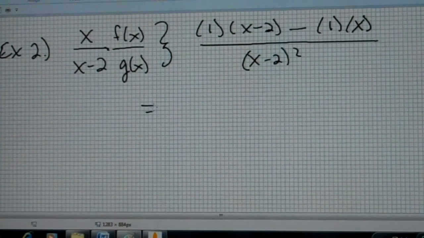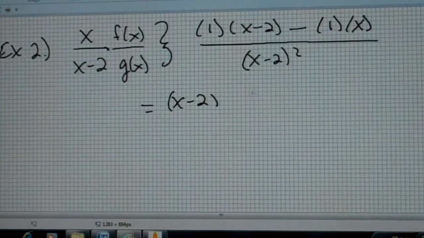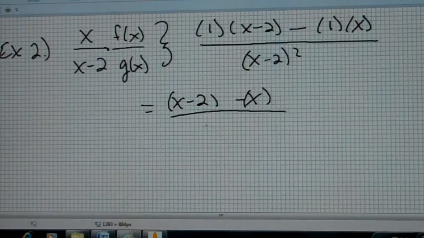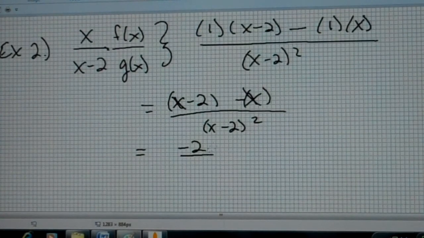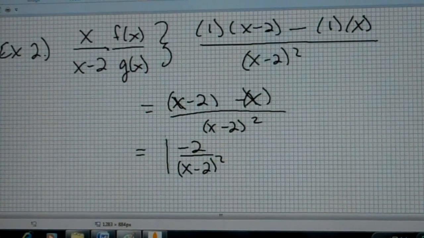So then this will go to just x minus 2 minus x over x minus 2 squared, which then equals negative 2, because these two x's cancel out, and leaves negative 2. And then you can just leave this as x minus 2 squared, or you can FOIL it out, but this is essentially the answer.